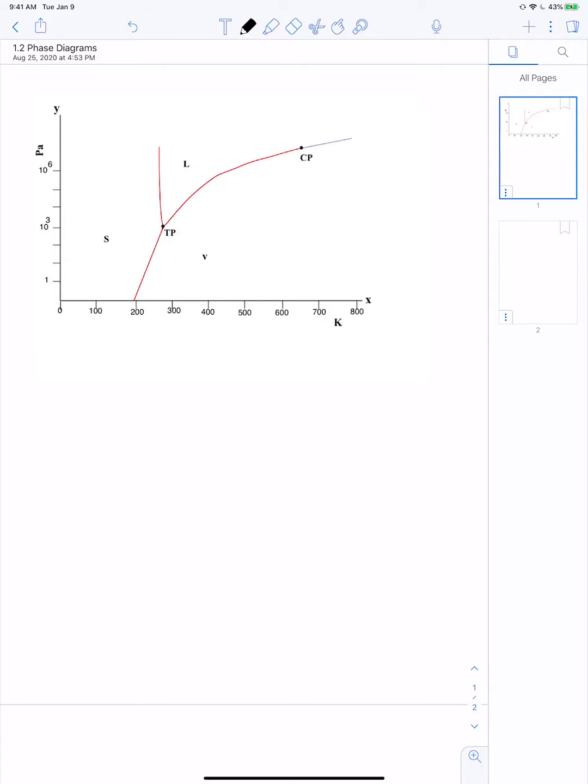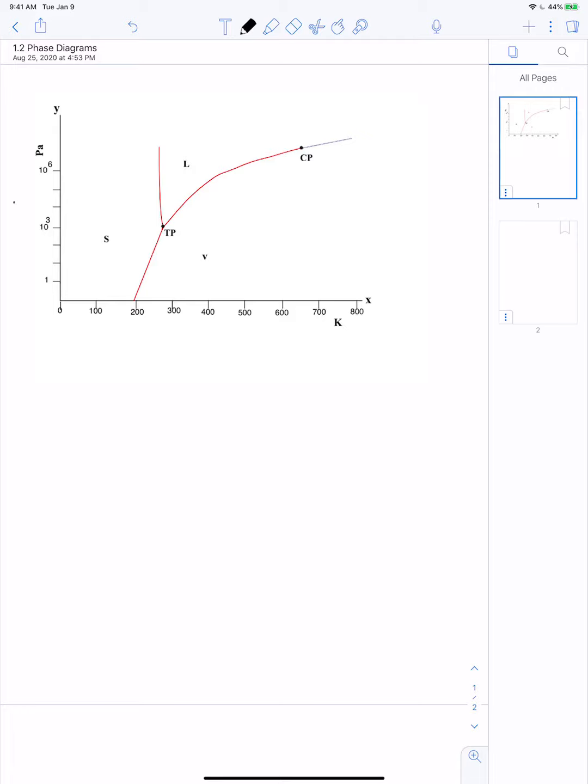Let's take a look at phase diagrams. I feel like phase diagrams look intimidating. They look really abstract. What I have up right here is a phase diagram for, I think this is for water. It doesn't really matter. But it's just a bunch of lines on a graph. It feels really abstract. But once you look at them for a little while, they're not that bad.